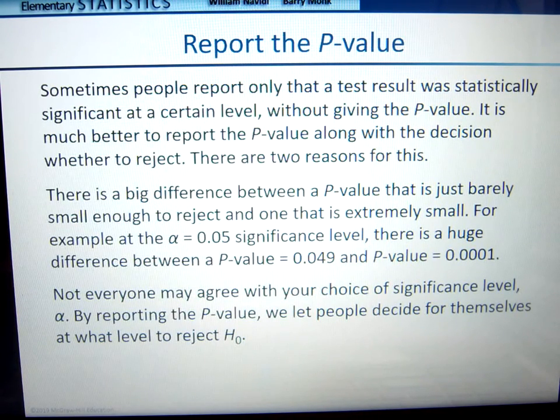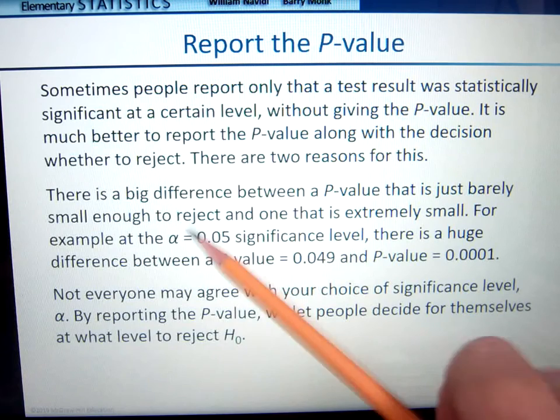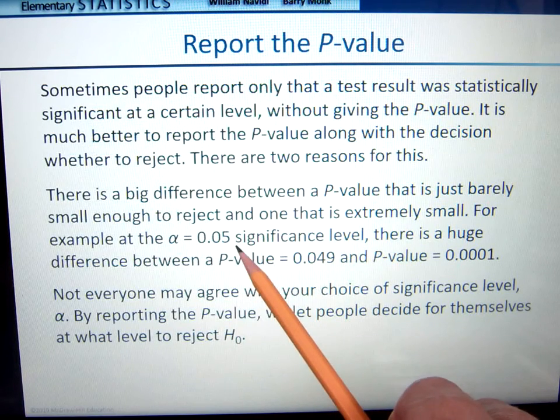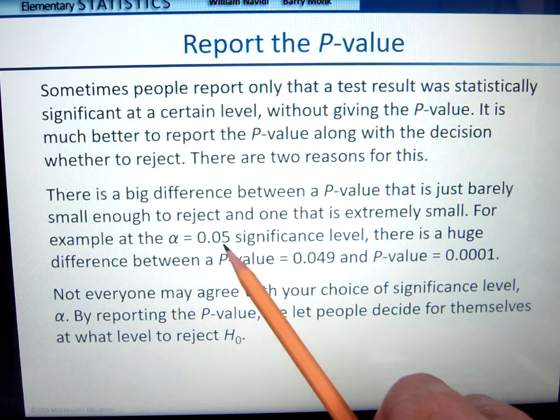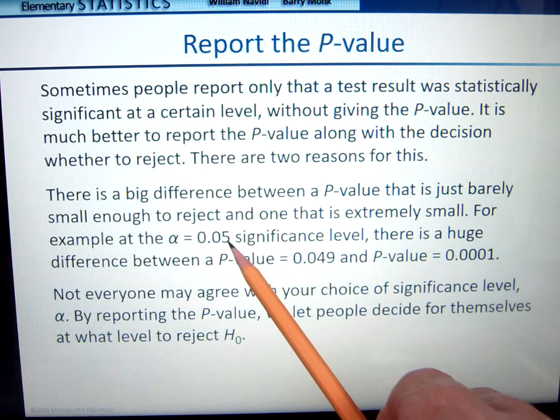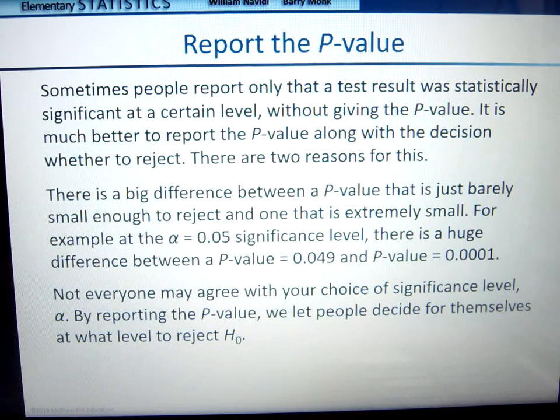So in other words, someone might say, well, this is not a strong enough number to reject it. We need to maybe reject it at 0.01. And they need to make that decision on their own. You need to just report everything that you can so that that decision can be made.